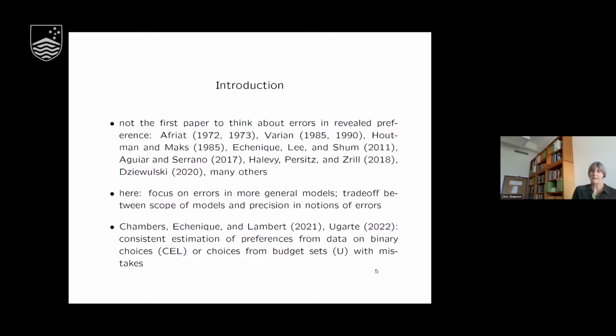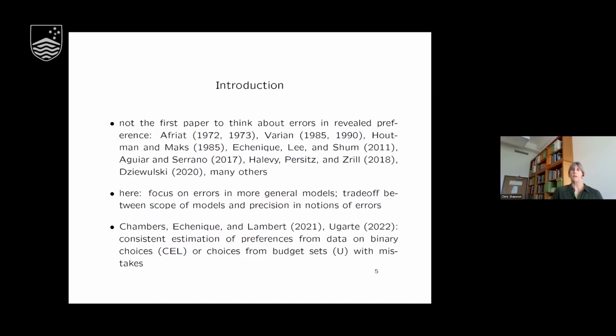And so, of course, this is, again, an enormous literature, and I can't do justice to it in any short time span, so I'm not trying to here. But let me mention two other very nice recent papers that are particularly related to the things I'm thinking about. One is a very nice recent paper by Chambers, Echenique, and Lambert, and another is, again, a very nice paper by Christian Ugarte, who recently finished his Berkeley PhD. These papers are looking at the problem of consistent estimation of preferences. In the case of Chambers, Echenique, and Lambert, this is coming from data on binary choices. And in Ugarte's case, this is coming from, in the classic consumer problem, choices from budget sets.